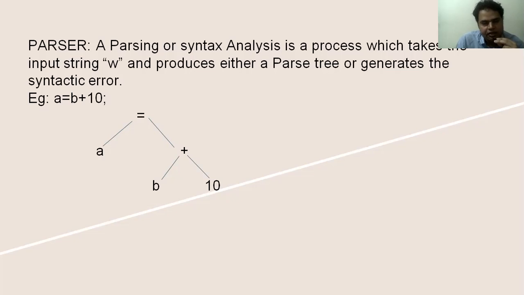So here we have seen an example: a equal to b plus 10. You can see that a is an operand, equal to is an operator, b is an operand, plus is an operator, and 10 is an operand. And so we produce a parse tree like that: the operator equal to, from left to right a, and then the operator plus, which is addition, with b and 10. In this way we can produce a parse tree.